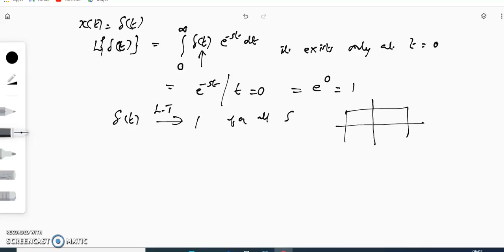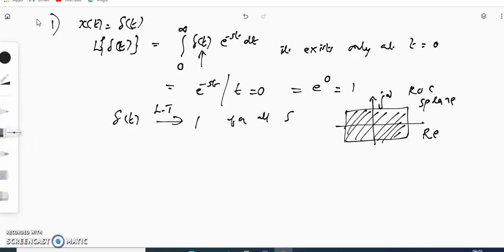That means here it converges. The integral converges for all values of s. So what will be the ROC? The ROC will be the entire s plane. And how do we draw ROC is that you will be drawing the real part in the x-axis and the imaginary part in the y-axis. So we have found the Laplace transform of x of t equal to delta t.